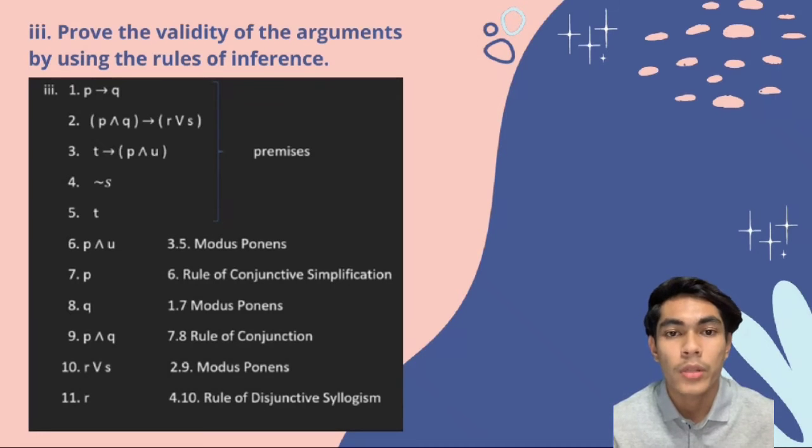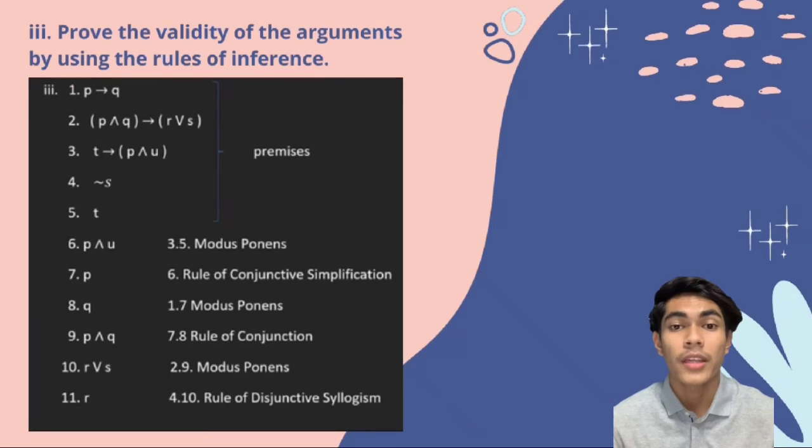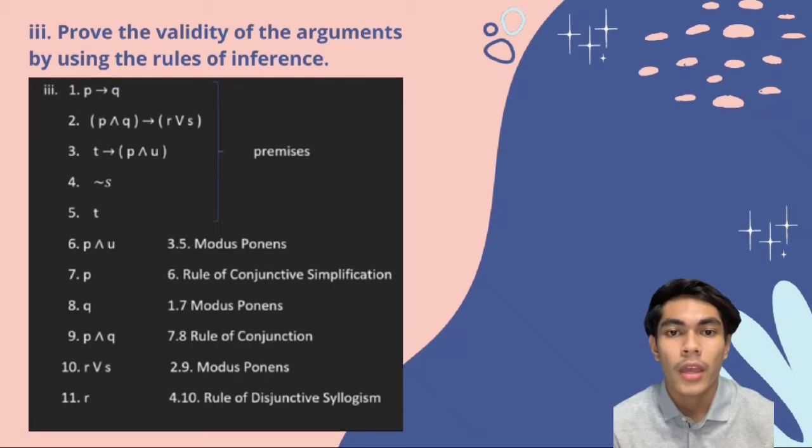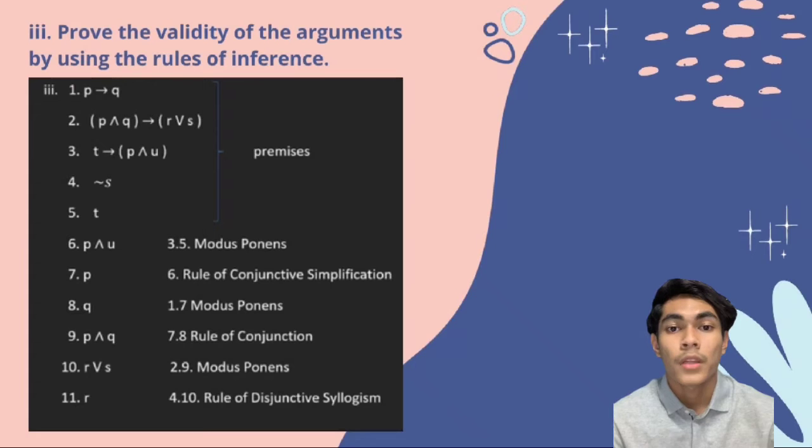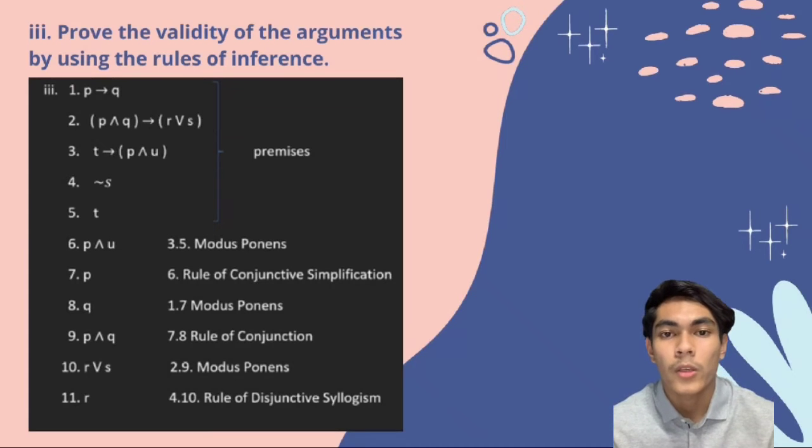First, we must copy all the premise that we write in question 2. After that, we can use modus ponens at line 3 and 5 and we get P and U. Then, we use the rule of conjunctive simplification at line 6 and we get P. To get Q at line 8, we must use modus ponens at line 1 and 7. After we get Q at line 8, we can combine P and Q using the rule of conjunction and we get P and Q at line 9.